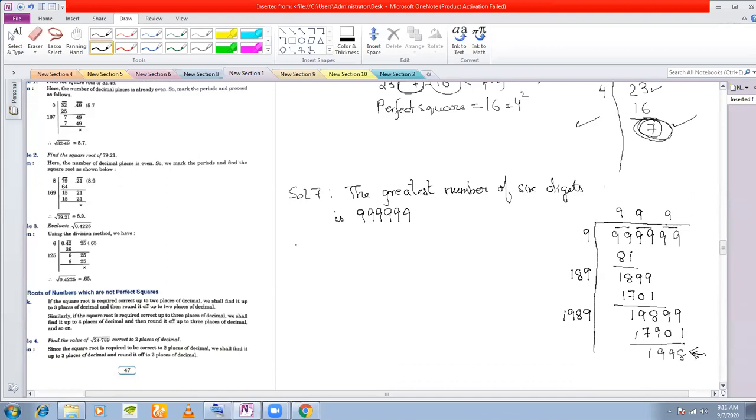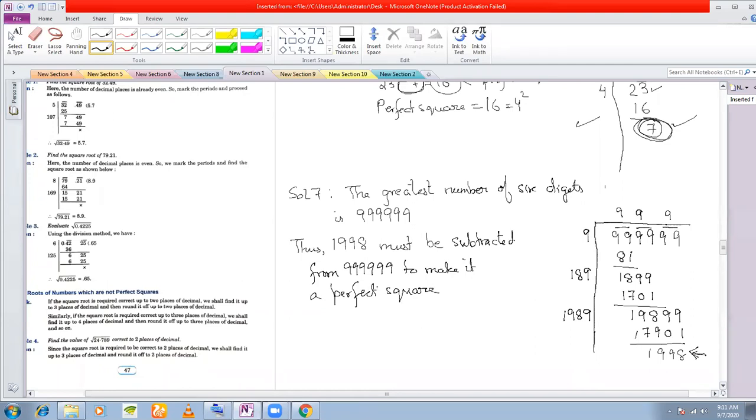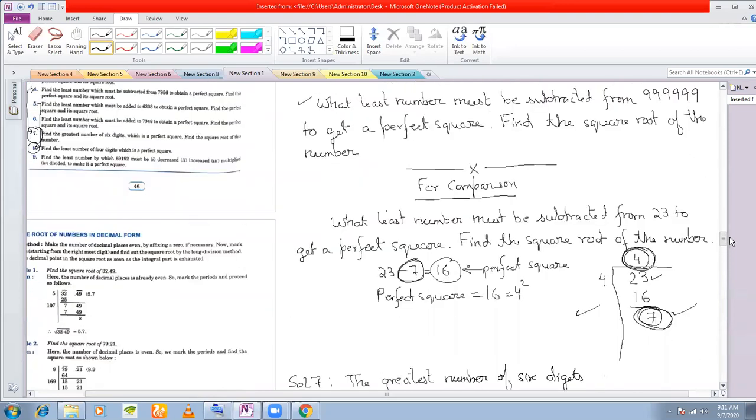1998 must be subtracted. Thus, 1998 must be subtracted from 999,999 to get a perfect square, right? Okay, so that answers the first part of the question.